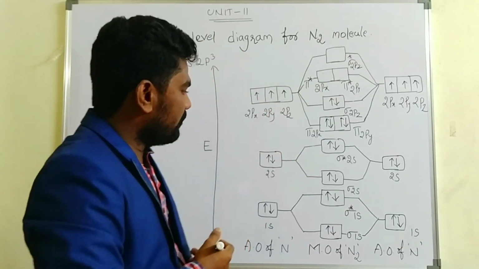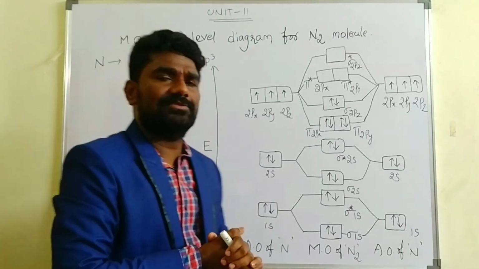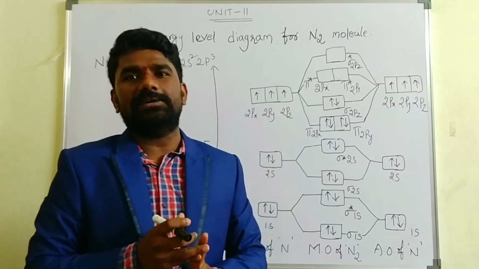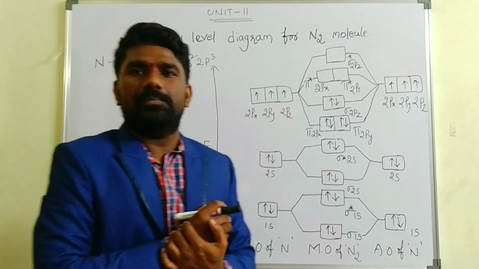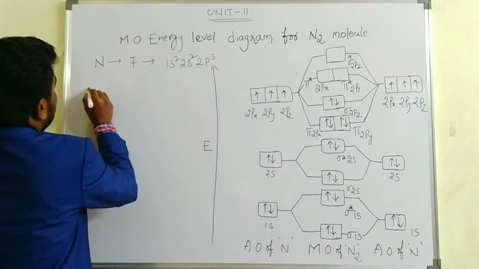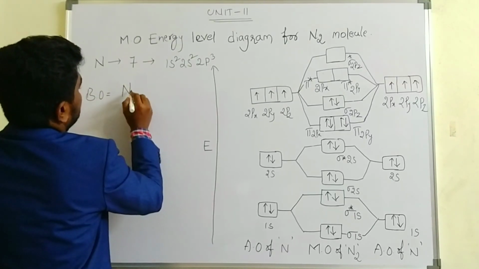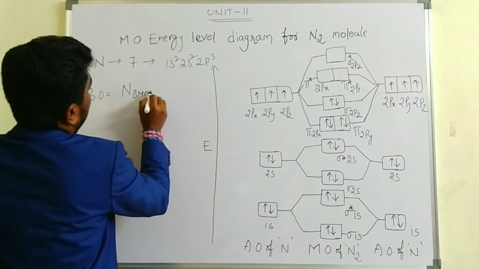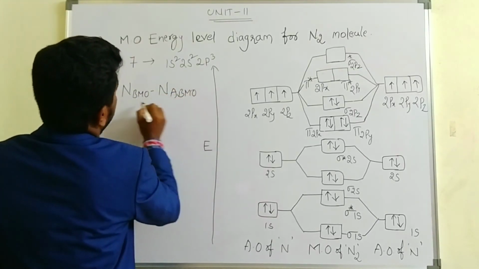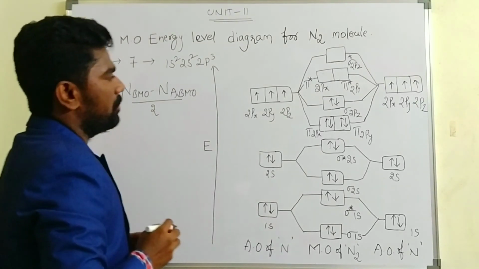After filling the electrons, what do we have to do? We have to discuss the bond order and magnetic properties of the nitrogen molecule, isn't it? Coming to the bond order calculation: number of electrons present in the bonding molecular orbitals minus number of electrons present in the anti-bonding molecular orbitals, divided by 2. This is the equation to calculate the bond order.